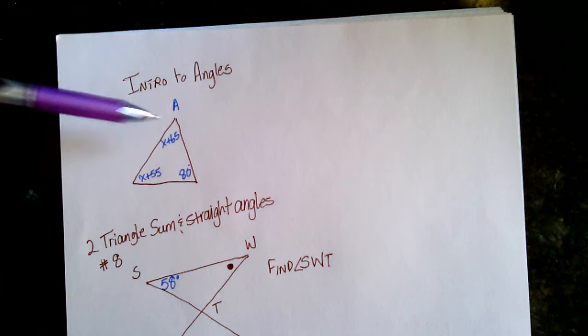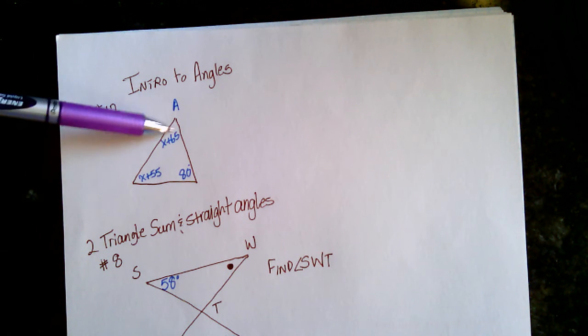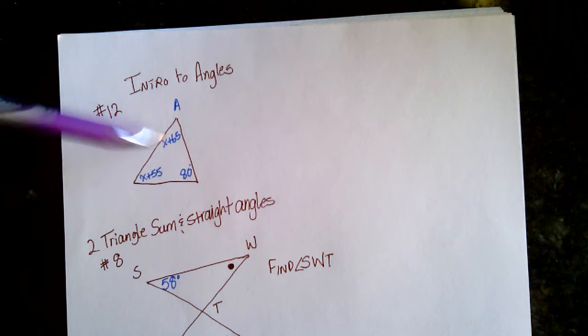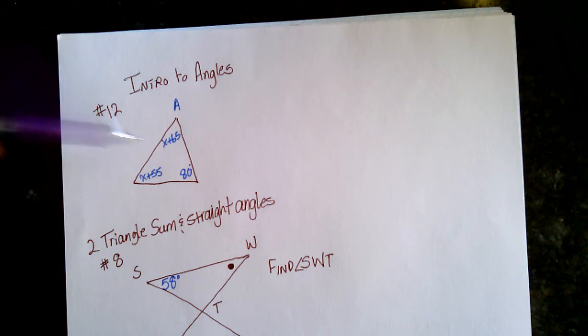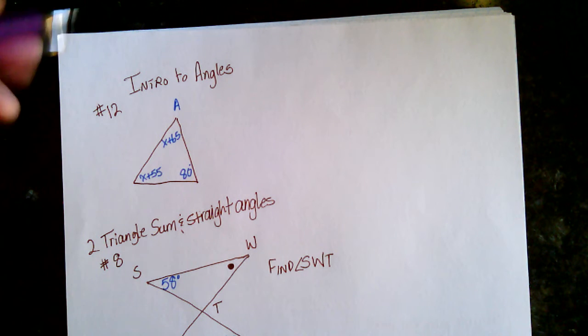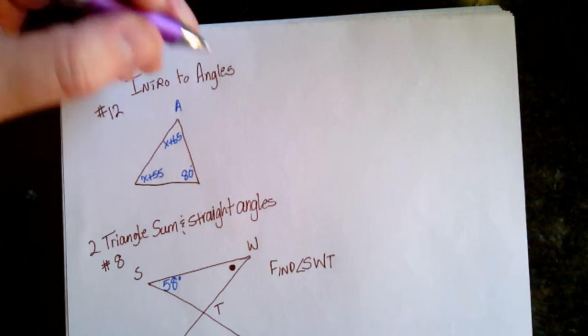We talked about yesterday the triangle interior angle sum. These three angles add up to 180 degrees. So if you want a lesson on how to do that, look at yesterday's video. Basically, all three of these angles add to 180 degrees because it's a triangle.